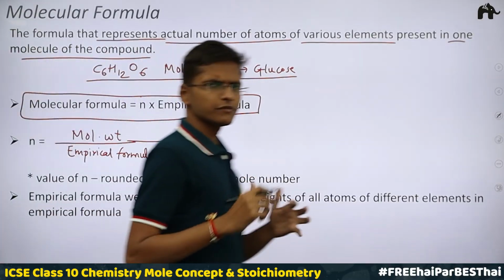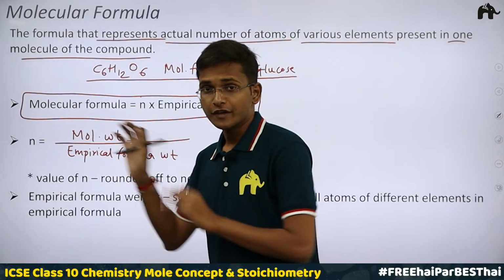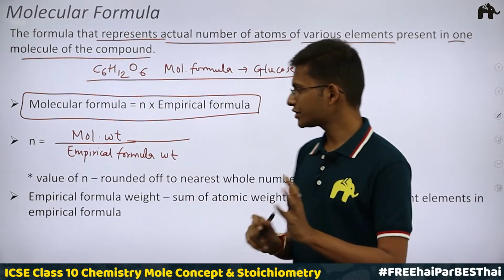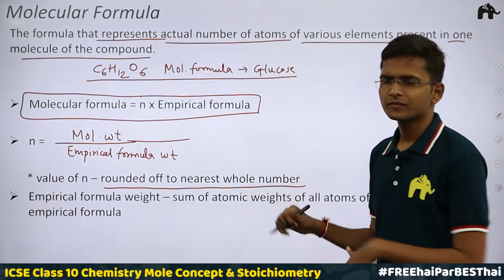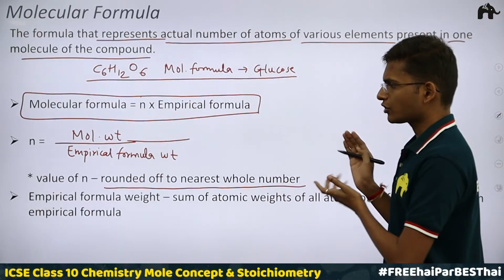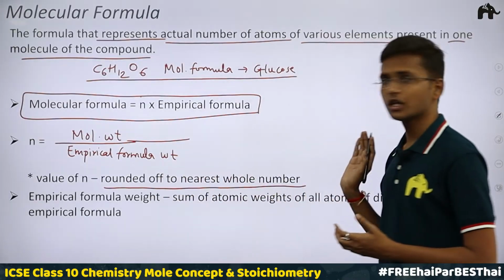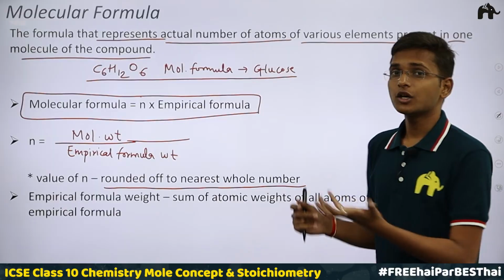And don't worry about it. We are going to see about the empirical formula weight also. But a very important thing, when we find this value of N, we should make sure that it is rounded off to the nearest whole number. Okay. This one thing you have to take care of. You have to make sure that the value of N is rounded off to the nearest whole number. Which means that N should be a whole number.